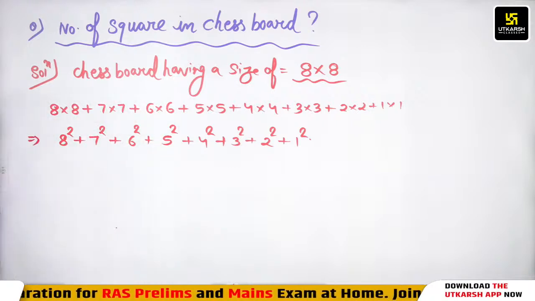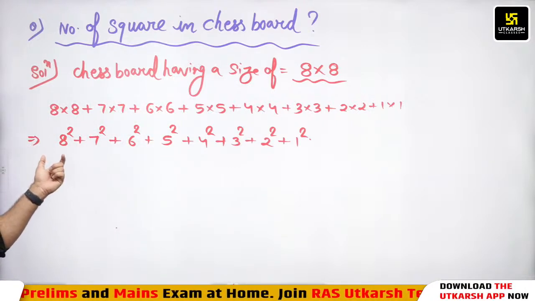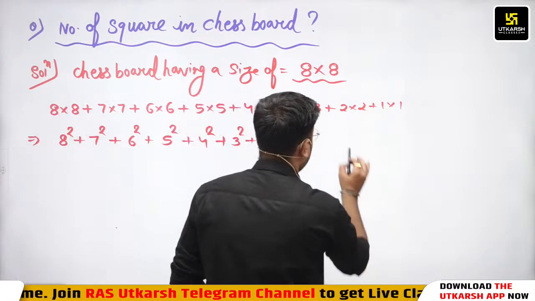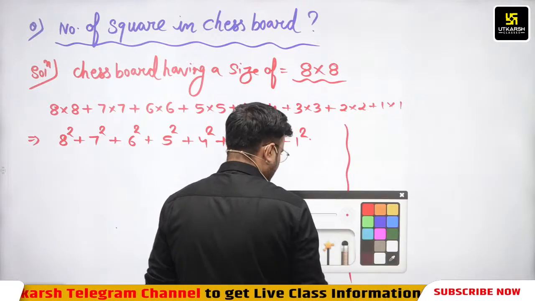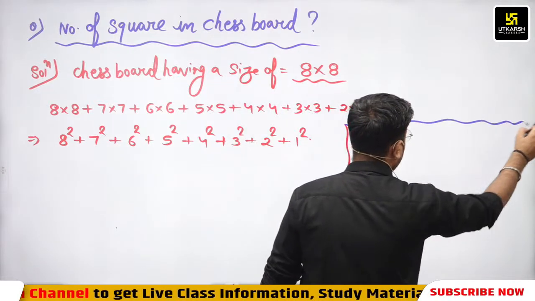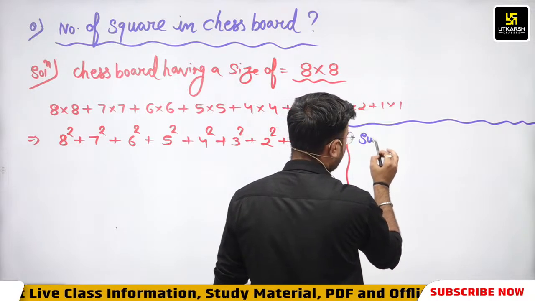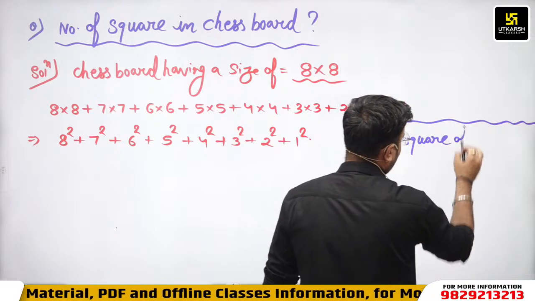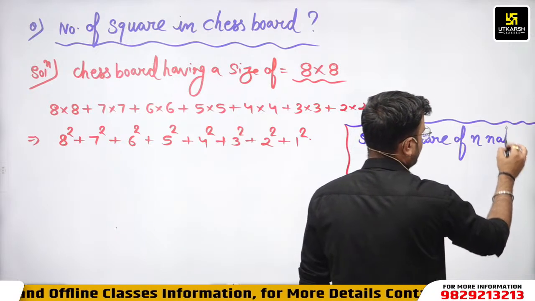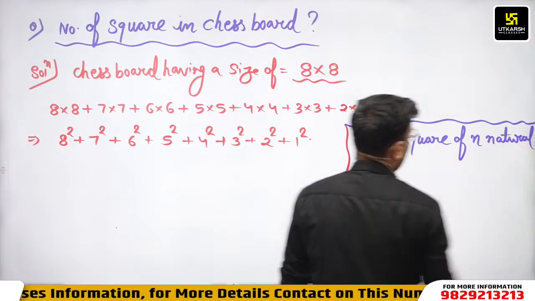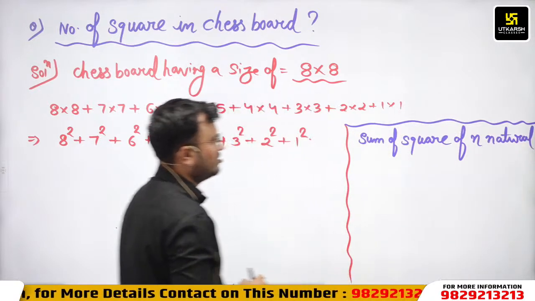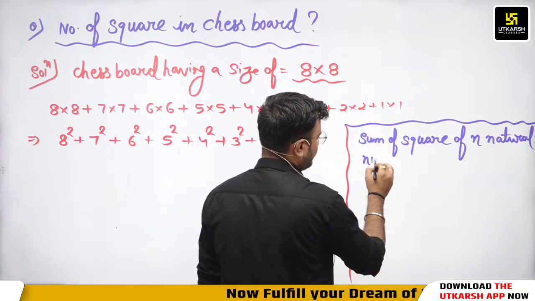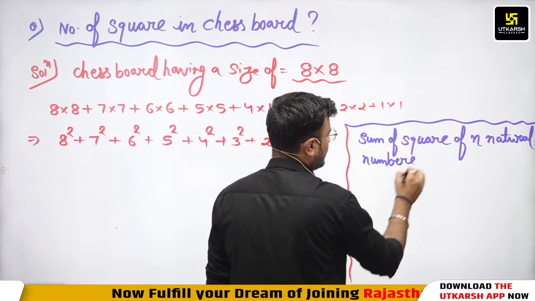One method is that you can find the squares of different numbers and then add all these numbers. There is one more method. We can use a formula from maths: the sum of squares of n natural numbers. You will study this formula in the number system.